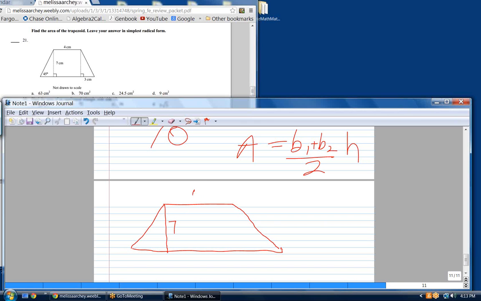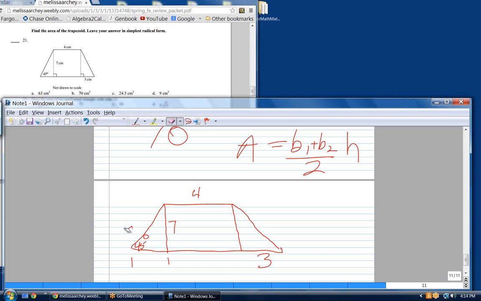This is 7. This is 4. And I have not drawn this to scale. So we know the height and we know base 1, but we don't know base 2. So let's try to put some extra dimensions. What's the dimension from there to there if this is a 45-degree angle? It'd be 45. Or from where to where? From my hash mark to my hash mark? It'd be a 90-degree.